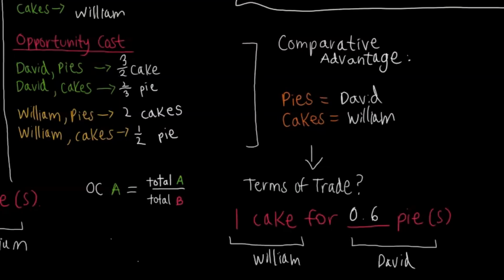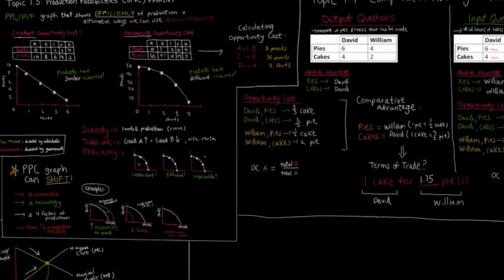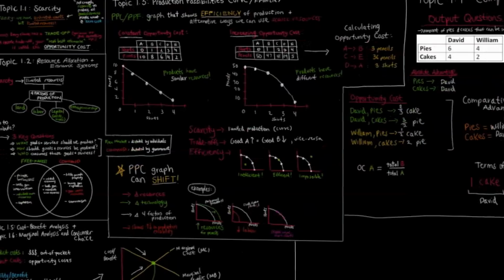Now, if David produces 1 cake, it would cost him 2/3 of a pie, right? And so he doesn't want to give up 2/3 of a pie. He wants to give up less than 2/3 of a pie. So if William wants anything greater than 1/2 of a pie, David wants anything less than 2/3 of a pie, just find a number in between that. That's our ratio there. So we have 0.6. That satisfies both sides. Everyone benefits because they have a comparative advantage for producing a certain good.